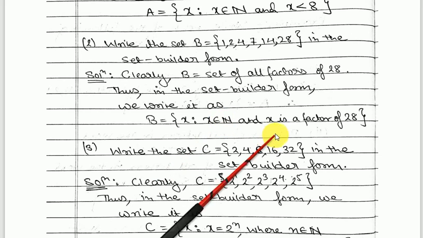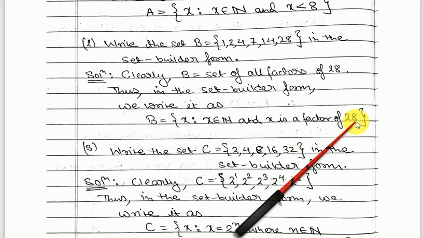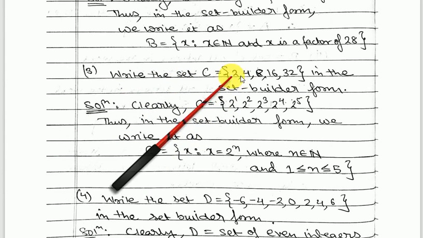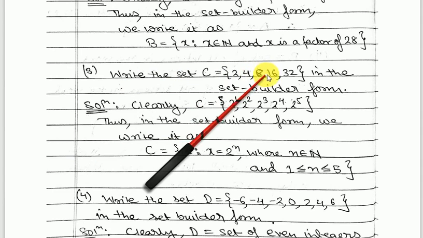Okay, and x is a factor of 28. Next, write the set C. Here C is given as this: 2, 4, 8, 16, 32.